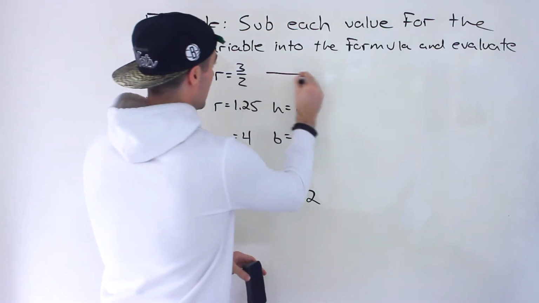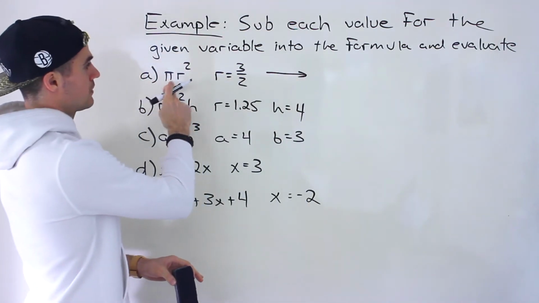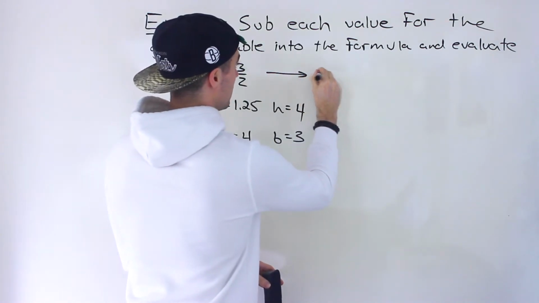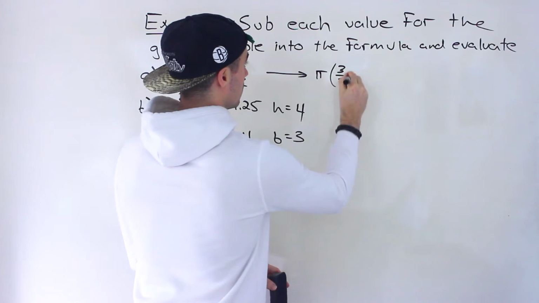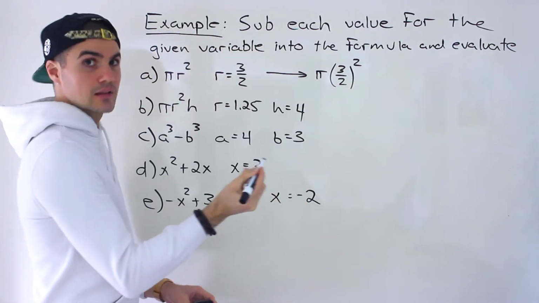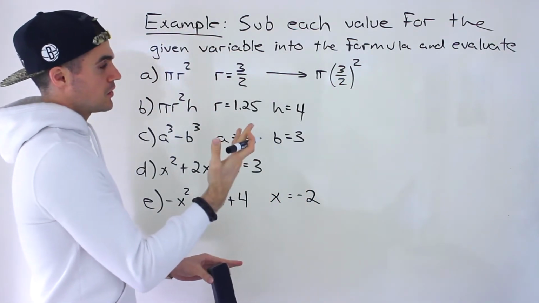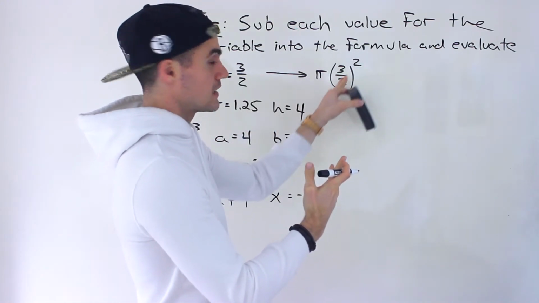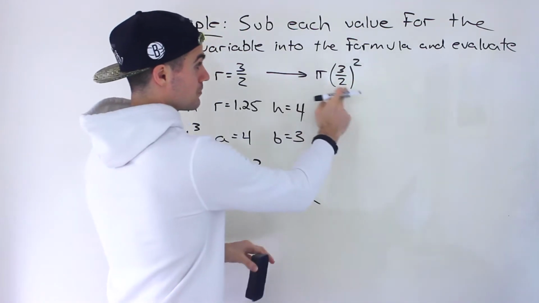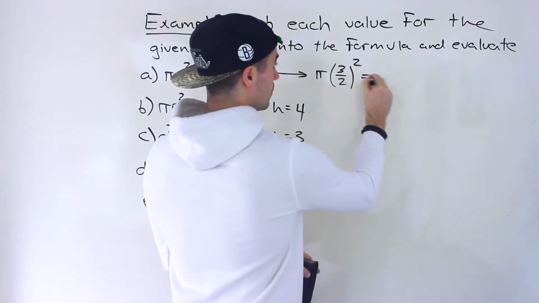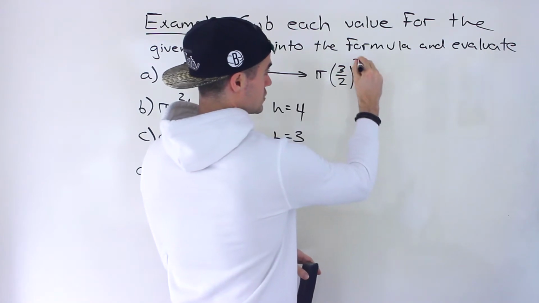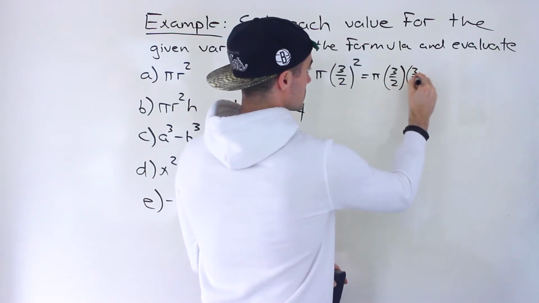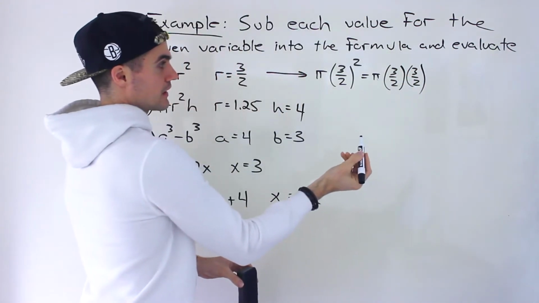So with part A, we got pi, which is just a number, and then we have r squared. So we're going to sub in the 3/2 for the r. So this would basically be pi times 3/2 squared, like that. Then from here, there are multiple ways to go about it. Notice that we first have to deal with the exponent before we deal with the multiplication. So one way we can deal with it is we could just expand this. 2 is not too bad of an exponent, so we could just write 3/2 times 3/2, like that.